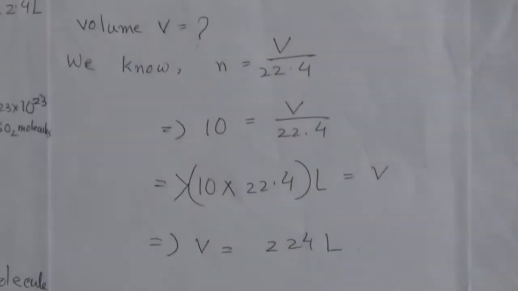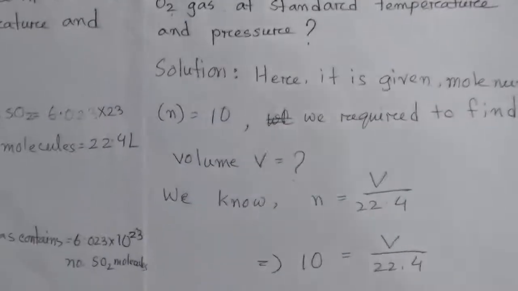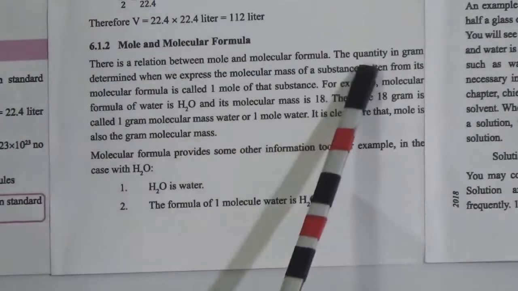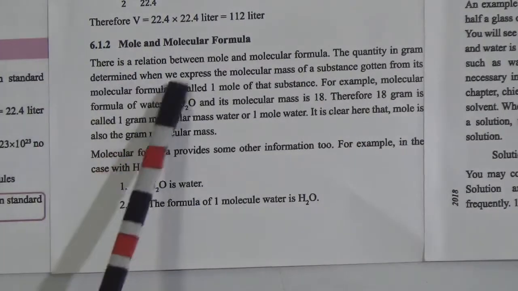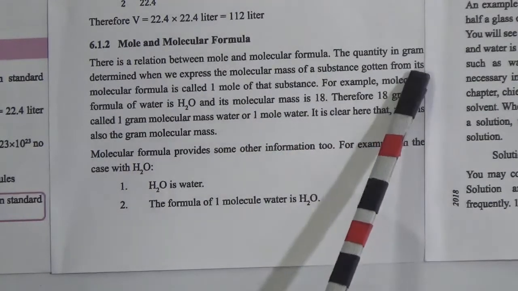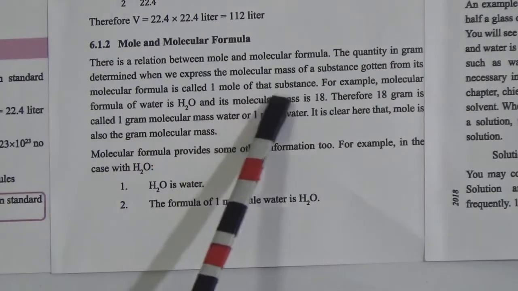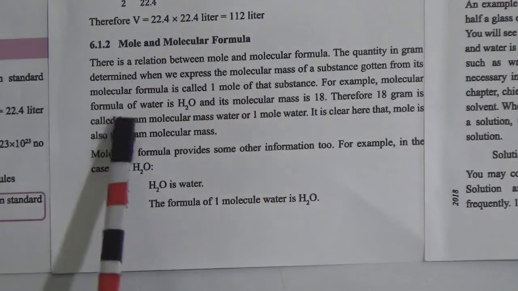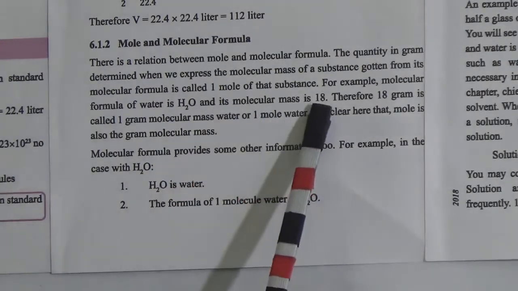So students, now come to the next page, next lesson, mole and molecular formula. The relation between mole and molecular formula: the quantity in gram determined when we express the molecular mass of a substance obtained from its molecular formula is called 1 mole of that substance. For example, molecular formula of water is H2O and its molecular mass is 18.